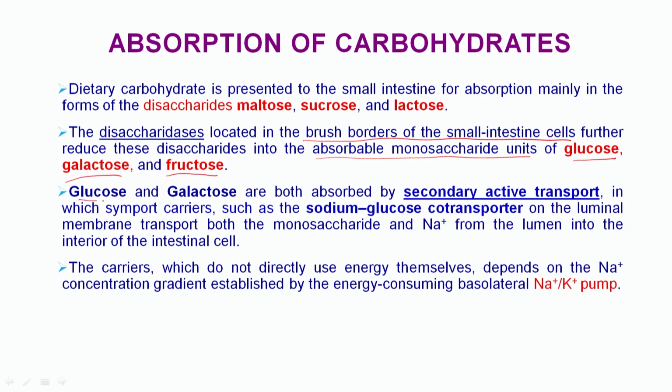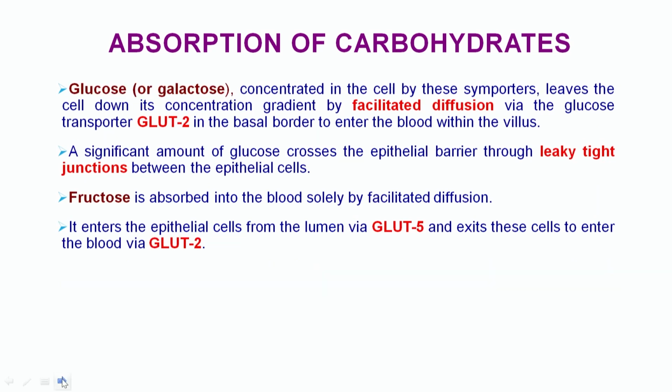Glucose and galactose are absorbed by secondary active transport, in which symport carriers such as the sodium-glucose co-transporter on the luminal membrane transport both the monosaccharides and sodium from the lumen into the interior of the intestinal cells. The carrier does not directly use energy itself, but depends on the sodium concentration gradient established by the energy-consuming basolateral sodium-potassium pump.